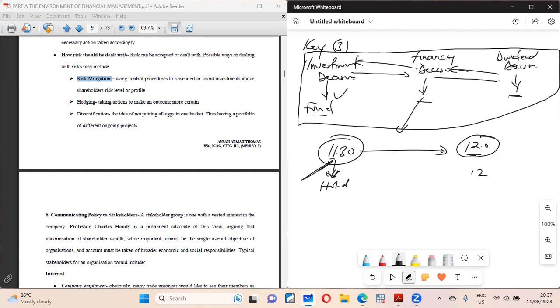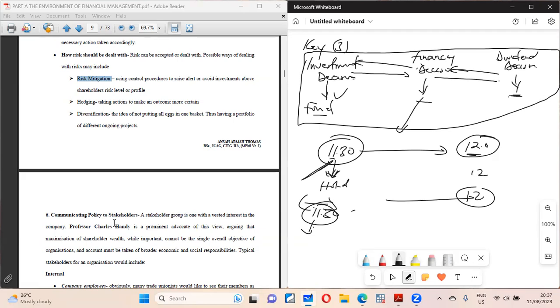So if you hedge the rate at, let's say, 11 today with a bank, when it goes to 12, the bank will still sell it to you at 11.3. What have you done? You've actually locked the rate, and we will learn more about all these things when we get to risk management. All right.